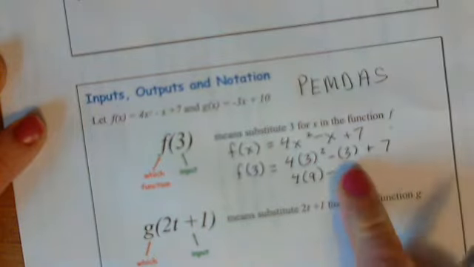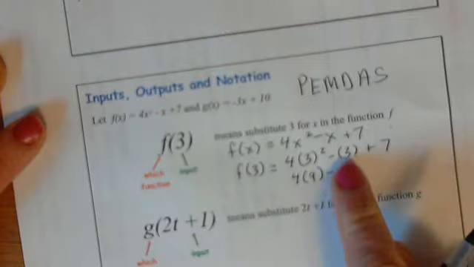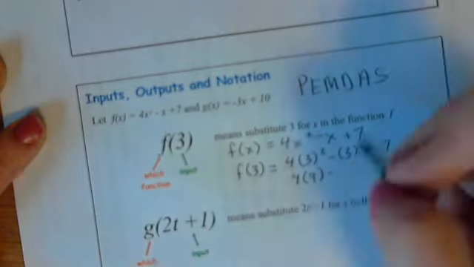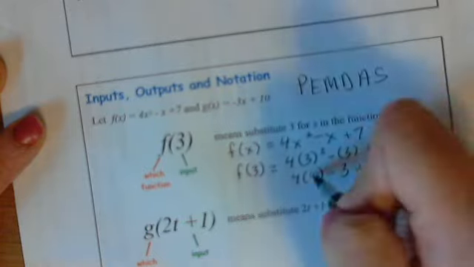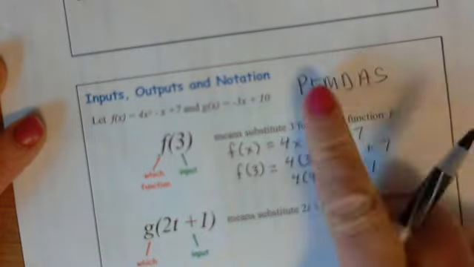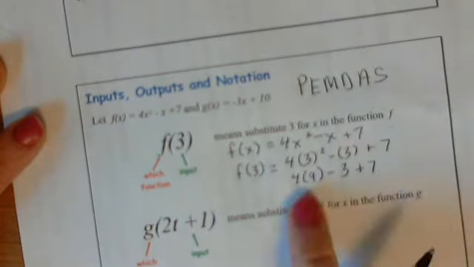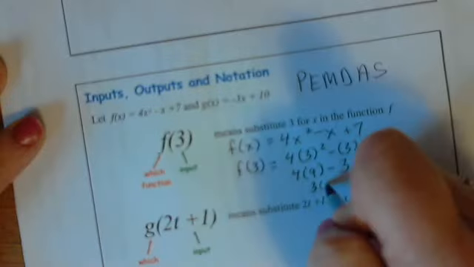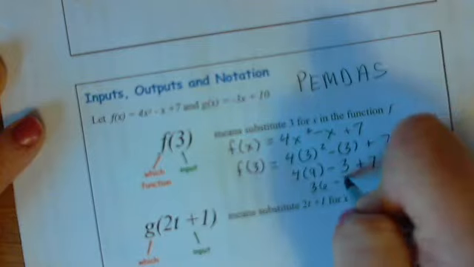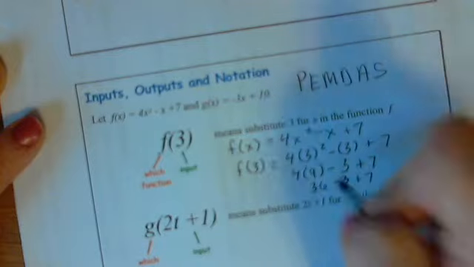Now these parentheses I don't even need because there's nothing else inside the parentheses that needs to be changed. So I can just write subtract 3 and plus 7. Now, next in the order of operations is multiplication or division, and I do have multiplication, and I need to calculate that next. So 36 subtract 3 plus 7.